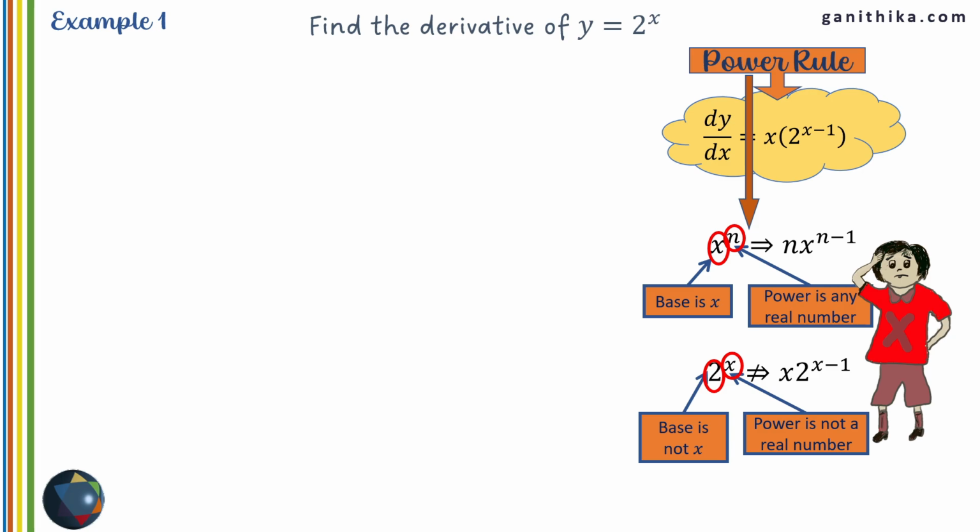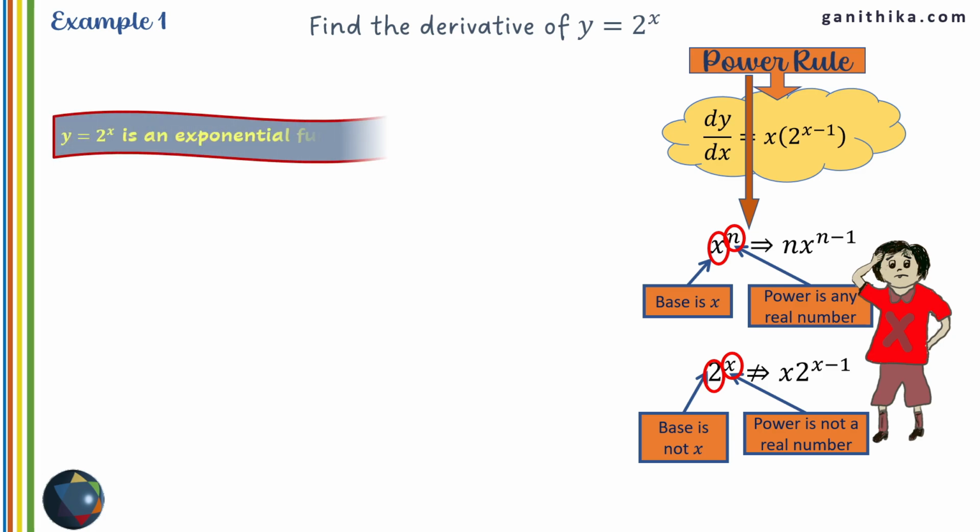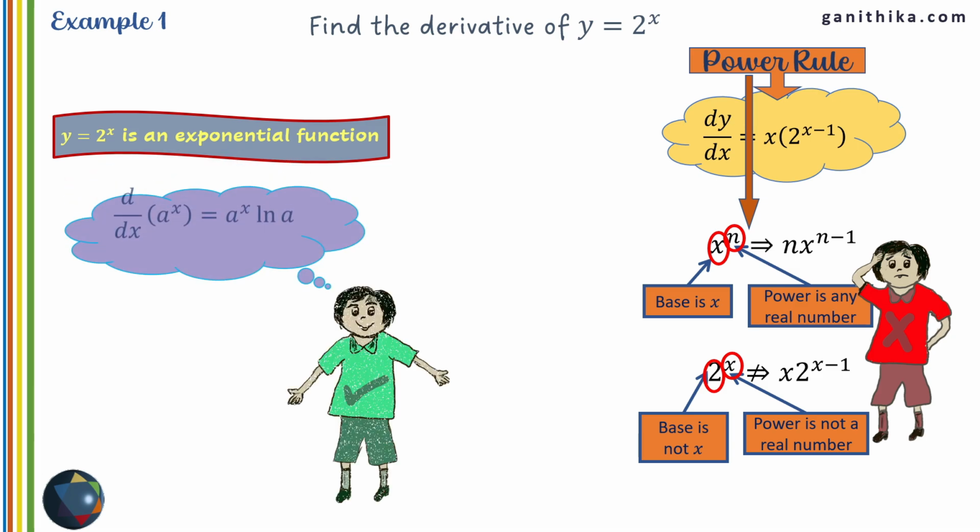So what else can I use? Wrongo is asking you. And you know that 2 to the power of x is an exponential function, wrongo, right? And righto comes here to help you out. From the formula, you know that derivative of a to the power of x is a to the power of x ln of a, logarithm of a to base e. So a to the power of x ln a.